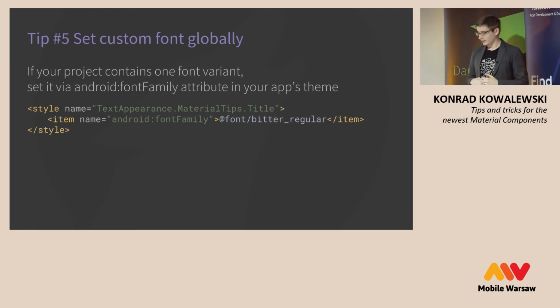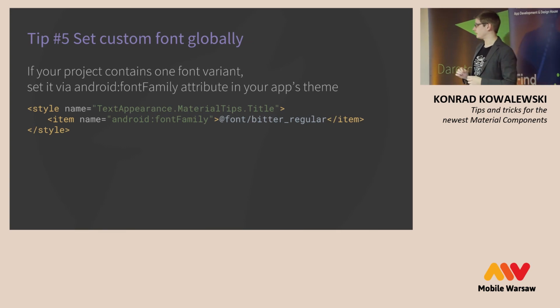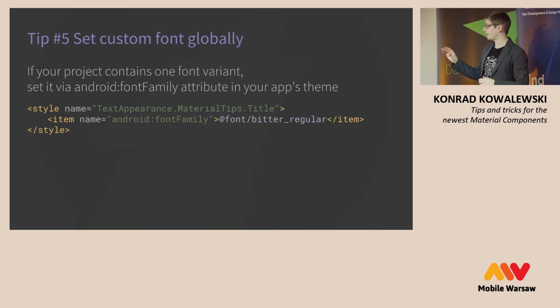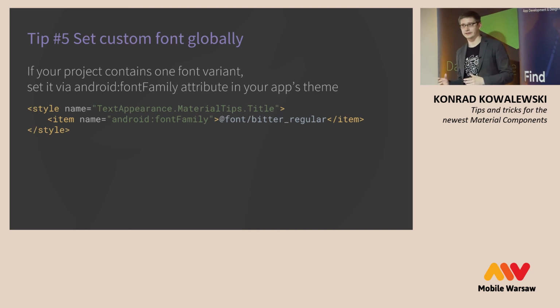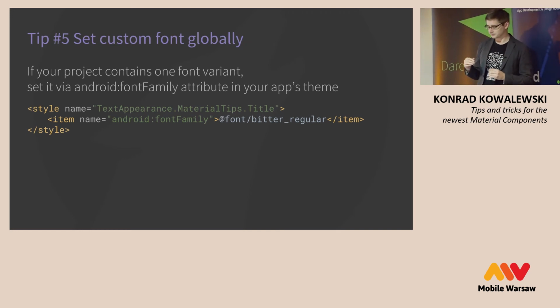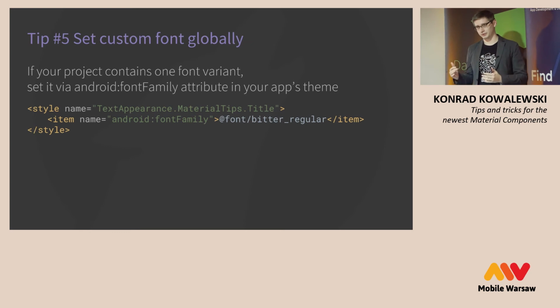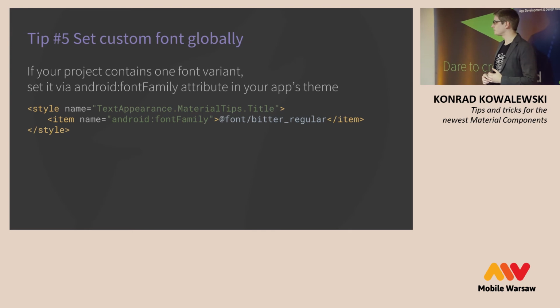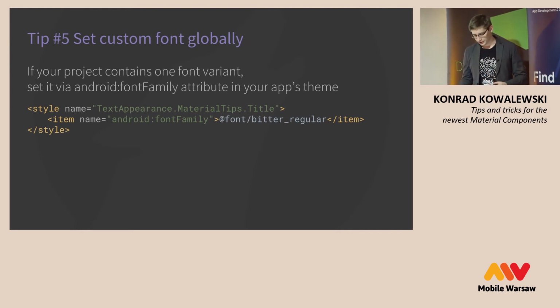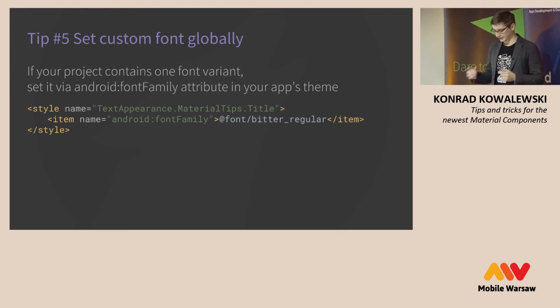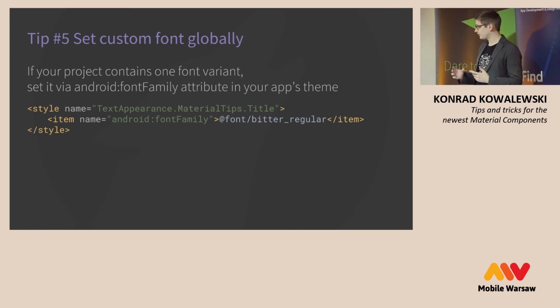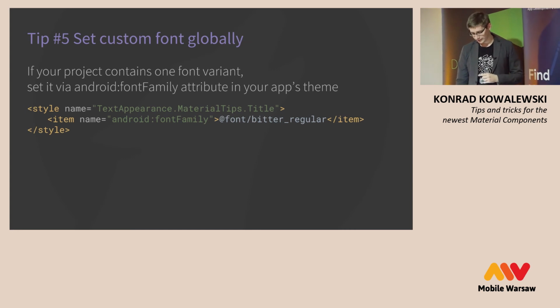This is probably the only case when you set an actual attribute of a view on the theme. And why it works is a bit complicated, because the theme overrides whatever you set in text appearances. And text appearances are the way you normally style your texts, and the framework styles text in that way too. So if you'd like to set one font family for your app, just use the font family attribute in your theme.